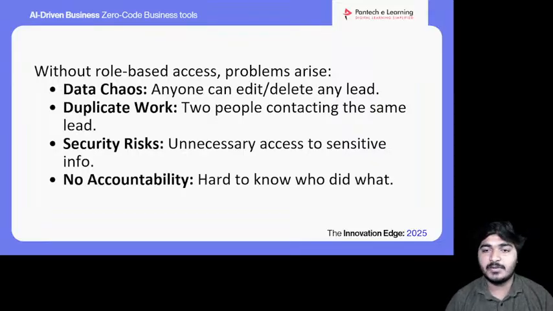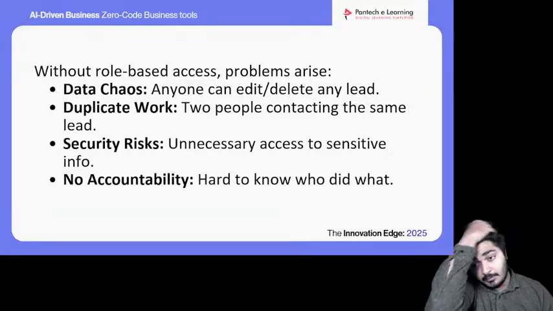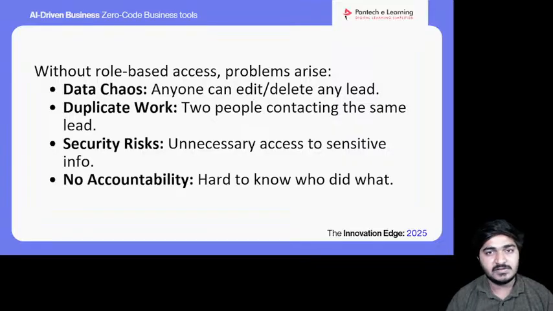The first is going to be data chaos. If I don't separate roles, and I let anybody edit and anybody make use of it, there will be chaos in the data. Anyone can edit or delete any leads. There will be lots of leads coming in, but if anyone mistakenly deletes the leads, it will be a loss for our business. So that's the first point, data chaos.